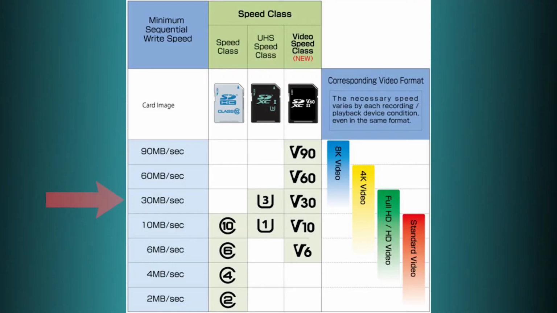Since a V30 card has a minimum write speed of 30 megabytes a second, we're actually fine, because 30 megabytes times 8 is 240 megabits a second. So that's the maximum that we could record on this card.